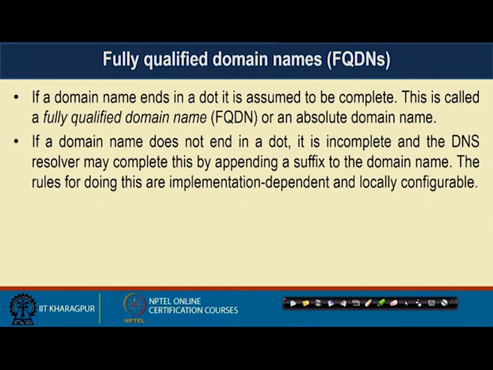If a domain name does not end in a dot, it is incomplete, and the DNS resolver may complete it by appending a suffix to this domain. The rules for doing so are implementation dependent and locally configurable. So, the DNS server can make it fully qualified before going to the other servers.